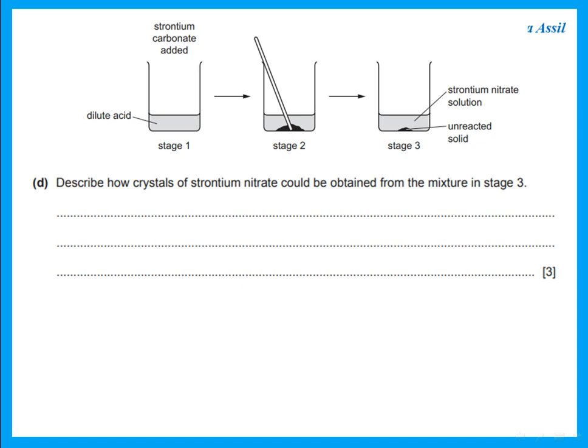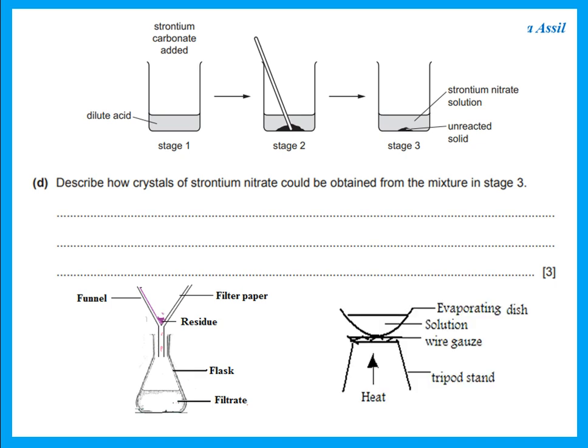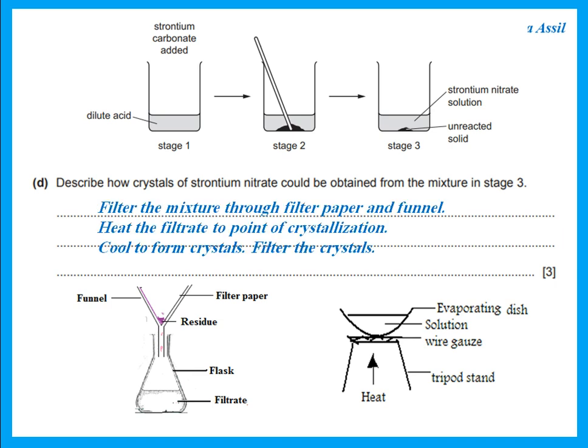Then he says, describe how crystals of strontium nitrate could be obtained from the mixture in stage 3. So in stage 3, I have what? I have unreacted solid and strontium nitrate solution. Now, how do I get crystals from this solution that has excess solid at the bottom of the beaker? Remember, I'm starting with excess solid at the bottom of the beaker. So the first thing I should do is filter to remove the excess solid. And then I take the filtrate. Now that is strontium nitrate solution. I should do what? I should do crystallization.